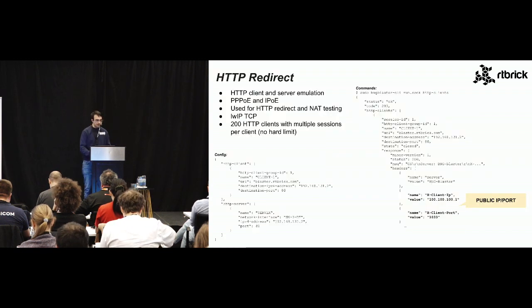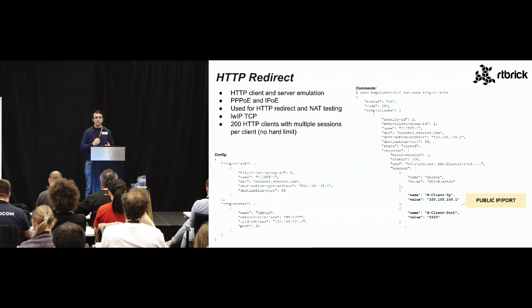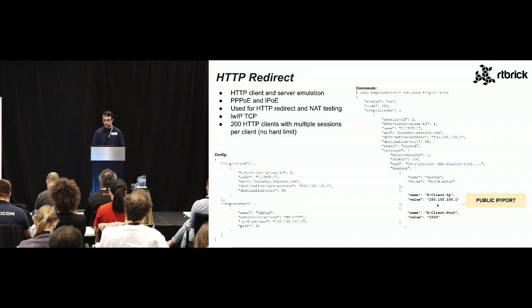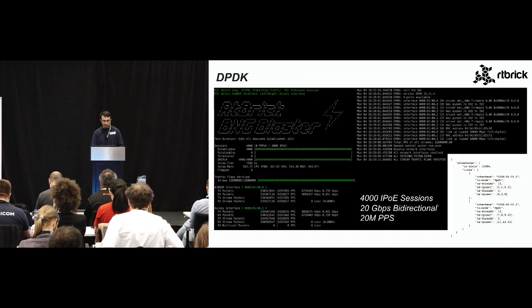We also support HTTP client and server. We built this for our HTTP redirect, but we also use this for NAT to have a few thousand real TCP sessions and applications. And here the HTTP server also returns the received public IP and port. So in your automation, you can check the HTTP client result, and then you can see if the IP address has changed and if this is the expected IP address and port, with real HTTP traffic.